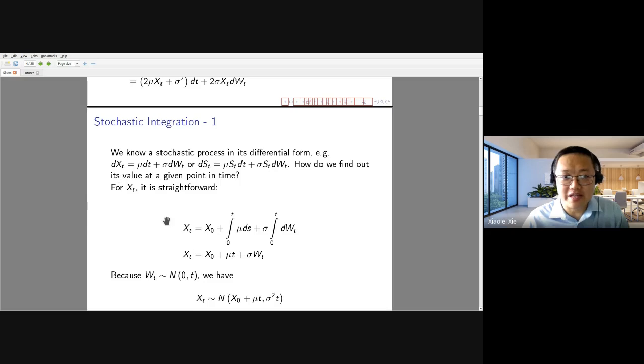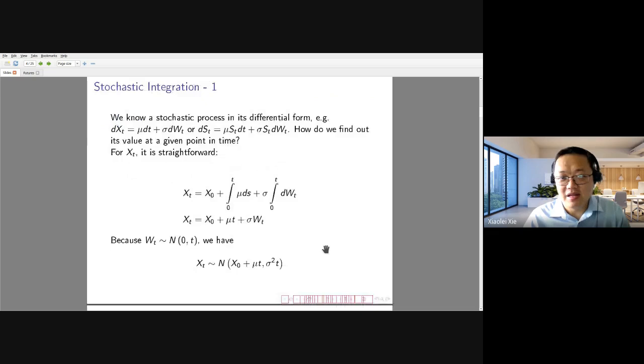We just integrate Xt on both sides to get this form here. dt, we integrate that, we just get t, and these are constants, so we just get, integrate dWt to get Wt. So this is a very straightforward expression. And because Wt has a normal distribution, we know that Xt also has a normal distribution, and the variance is given by sigma squared times t. So the variance of Wt, the Brownian motion, its variance at time t is t itself.